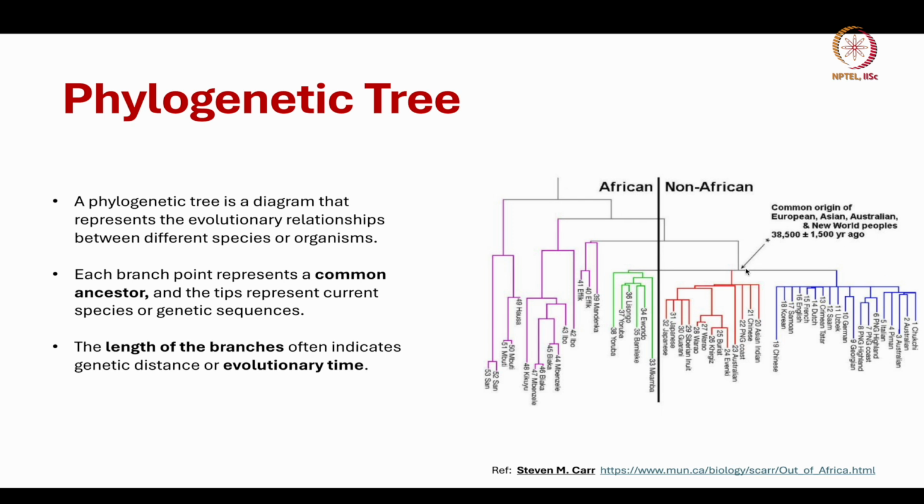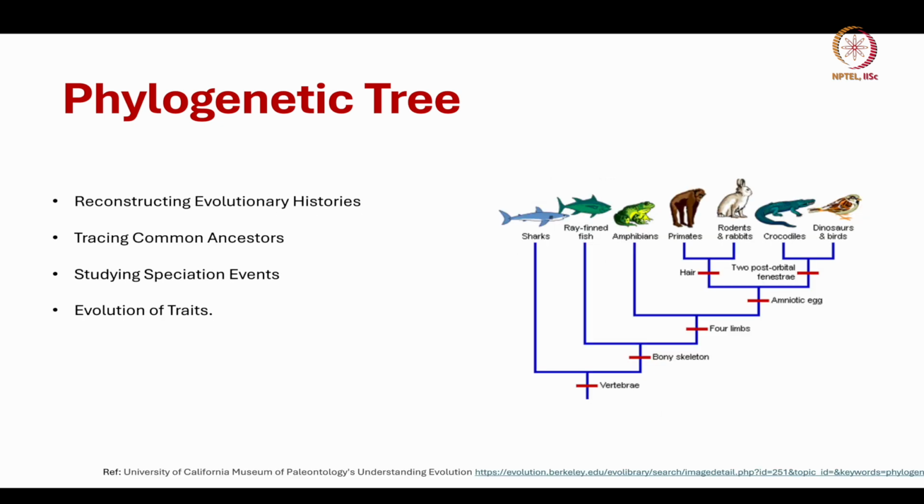For example, here it's pointed out that this mutation event occurred around 38,500 plus or minus 1,500 years ago. Usually the errors in these studies are large. Similarly, here it would be around 60,000 years ago, and this event is expected to be around 200,000 years ago. So the longer the branch, the longer the evolutionary time or genetic distance from the root, right?